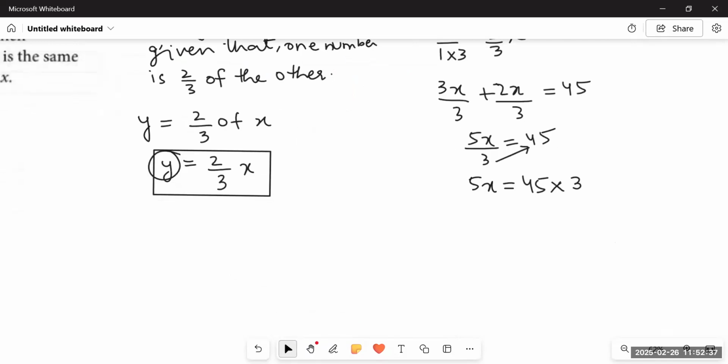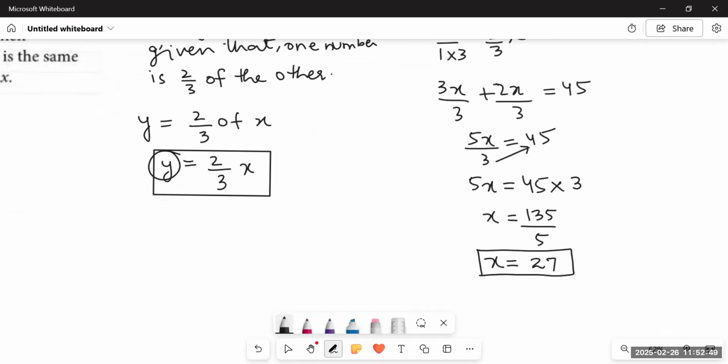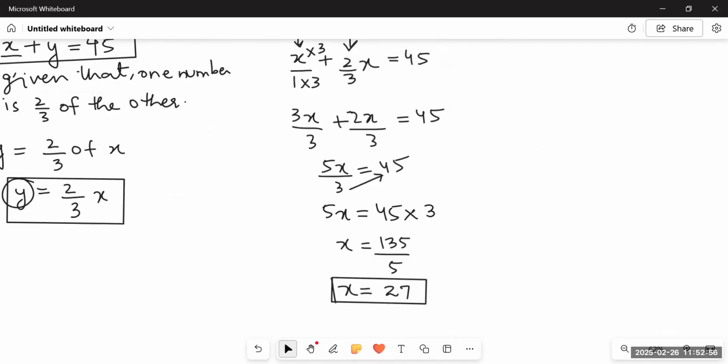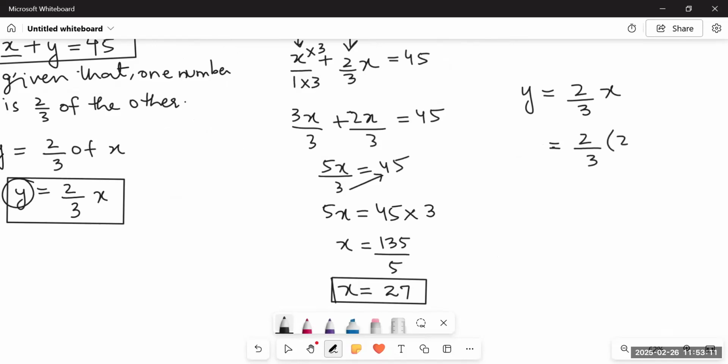And then finally, I'll get the value of x as 135 upon 5, which is equal to, 5 2s are 10, 5 7s are 35, that is 27. It means out of the two numbers, one is 27. Now let us find out what the other number would be. Since we have already been provided with the value of y in terms of x as y is equal to 2/3x, I'm going to take this equation and substitute the value of x over here. It becomes 2 upon 3 multiplied by 27.